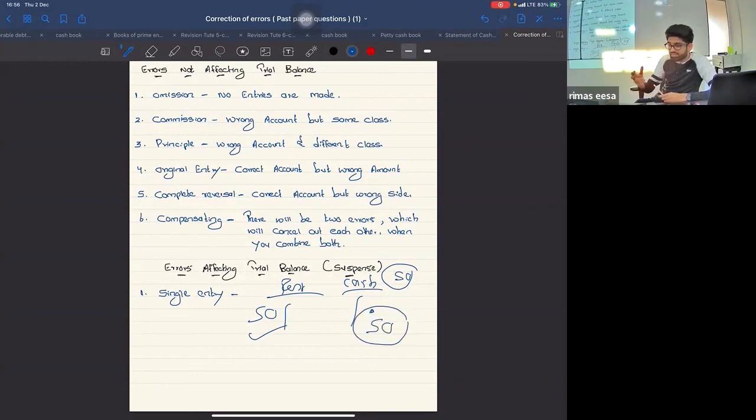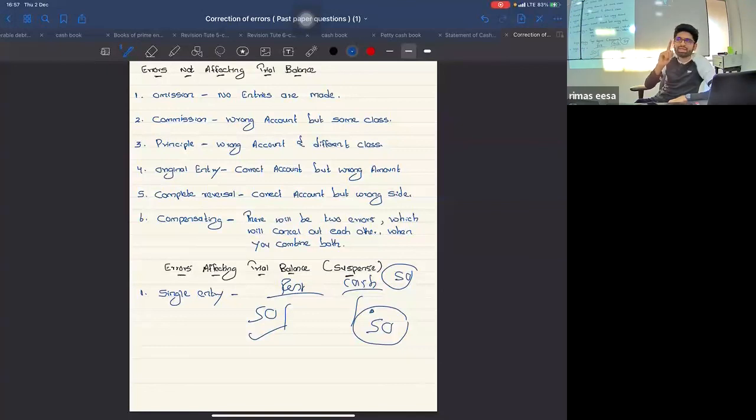If you credit the cash account with 50, I need to debit some account now, no? Can I go and debit the rent account? No, rent account is perfect. So where will you go and debit now? Suspense account. All the errors affecting your trial balance, you have to correct it through an account called what? Suspense account.